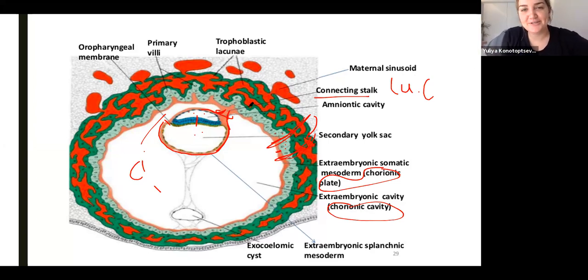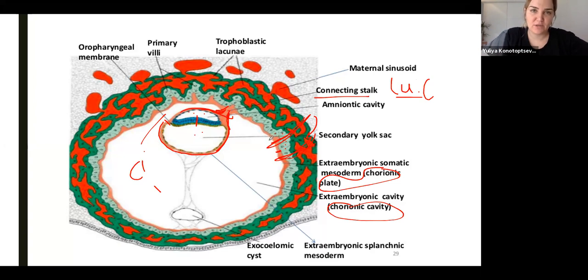Okay, so you're going to see that the connecting stalk is the future umbilical cord, and the connecting stalk is going to consist of two mesoderms together. It consists of the somatopleuric and splanchnopleuric. It's like a meeting point for both of them.